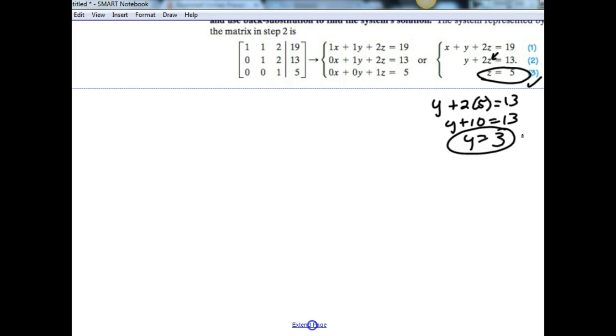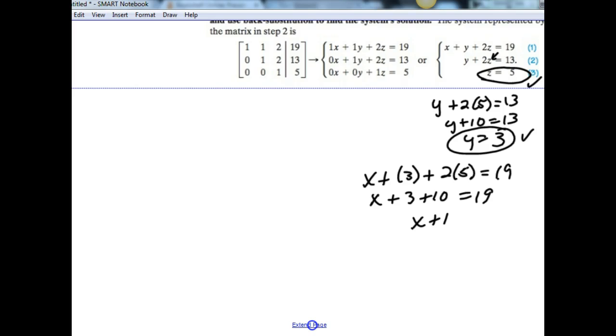So now I found z, I found y, and I'm going to take those to the first equation, which is x plus y, which we know is 3, plus 2 times z, which we know was 5, and all of that is going to be equal to 19. So I really end up with x plus 3 plus 10 equals 19. That's really x plus 13 equals 19. If I subtract the 13 from both sides, then x is going to end up being 6. So I have found all three variables here.